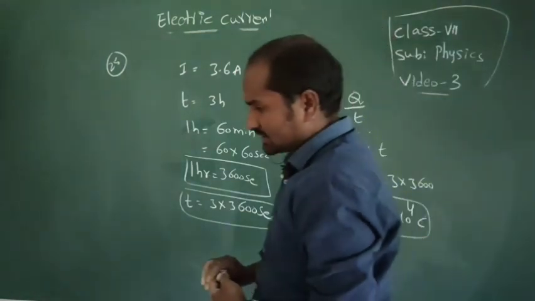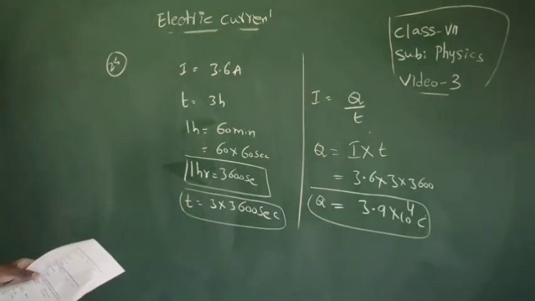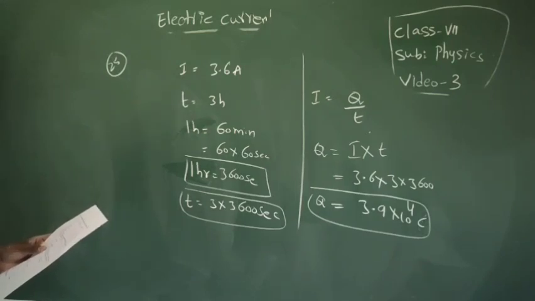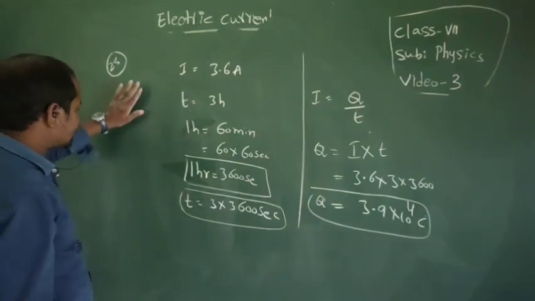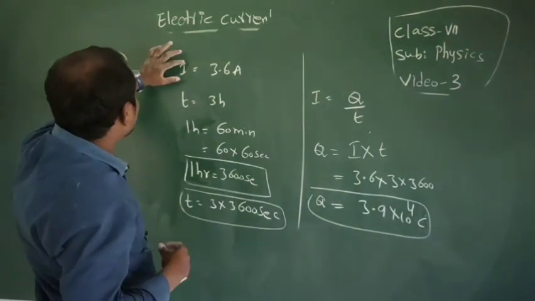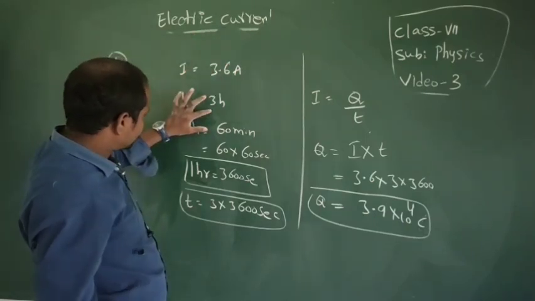Here I is given. A current of 3.6 amperes flowing through an automobile headlight. Find the charge in coulombs that flows in the headlight in 3 hours. So our aim is to find the charge. Here I is given, equal to 3.6 amperes, and T equal to 3 hours.